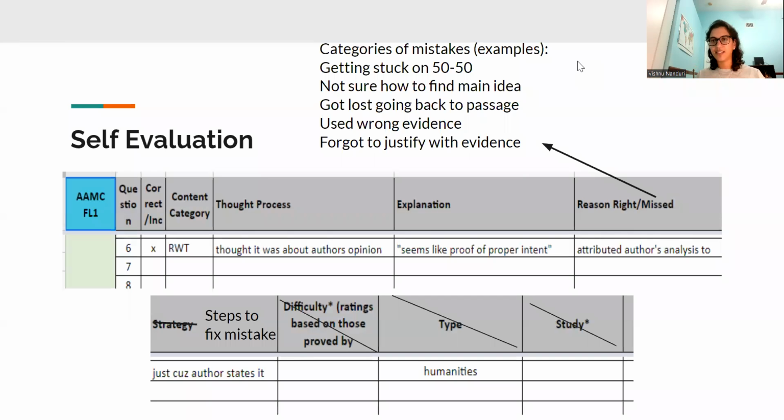Hi everyone. So today we're going to go over how to evaluate your mistakes after you do a CARS passage. I'm really passionate about this topic because I think it makes such a huge difference when you're preparing for CARS. But it's a step that a lot of people neglect. I'll walk you through how you can do it, both in the standard way and also the simplified version of it.